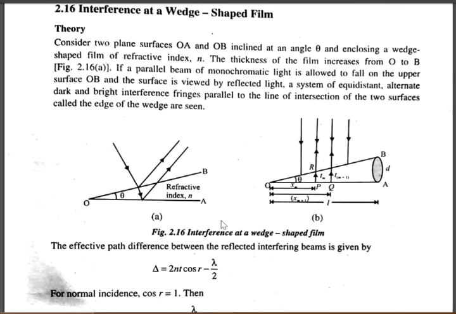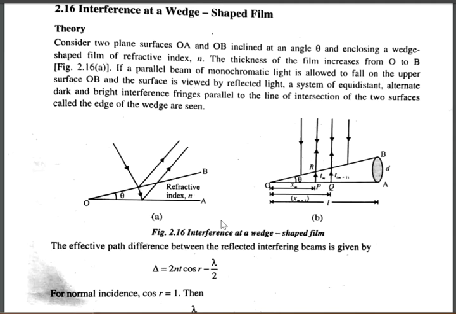Consider two plane surfaces, OA and OB, inclined at an angle theta, as shown in the figure, and enclosing a wedge-shaped film of refractive index, say, n. If it is an air film, you should take n equal to 1. Other than air, you can have any denser medium between the two glass plates. The thickness of the film increases from point O to point B, as shown in the first figure. Now look at the second figure.